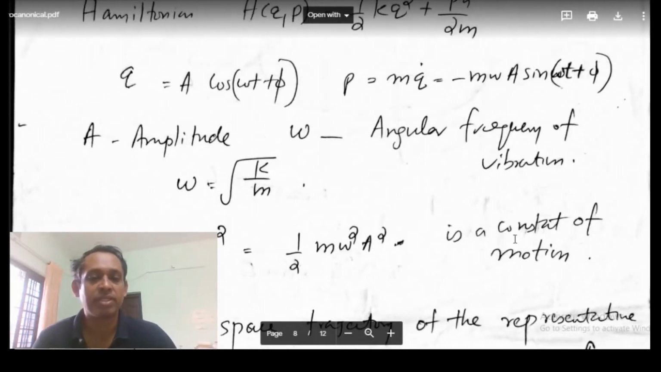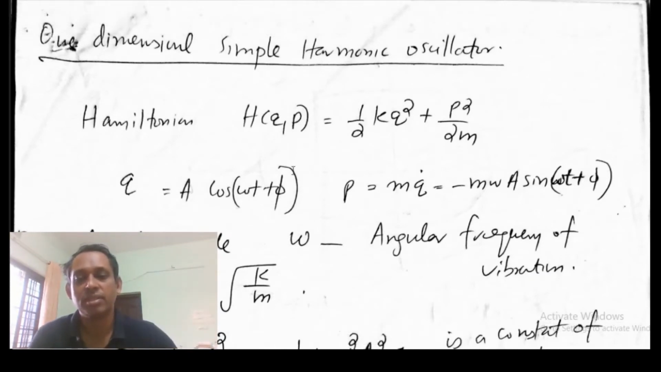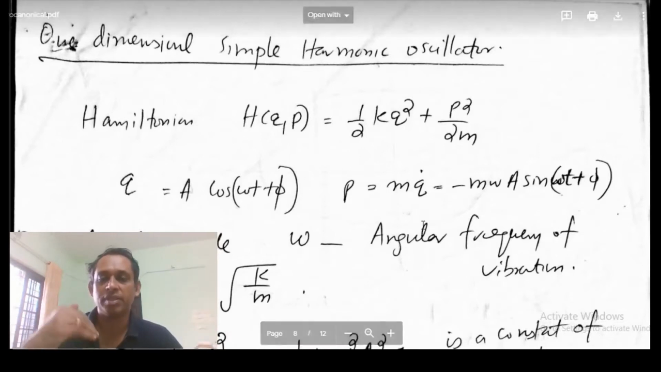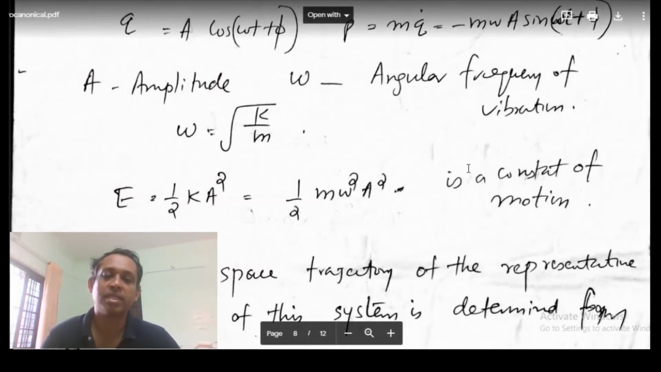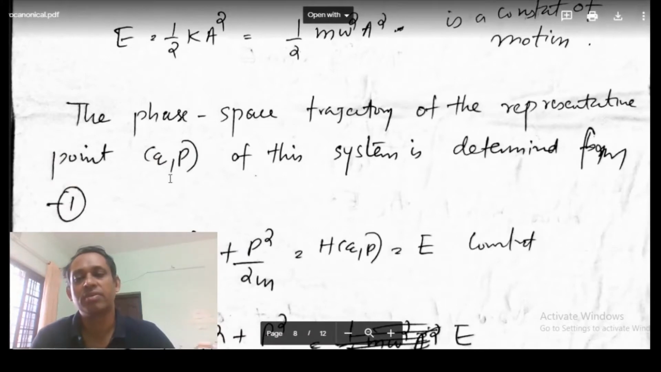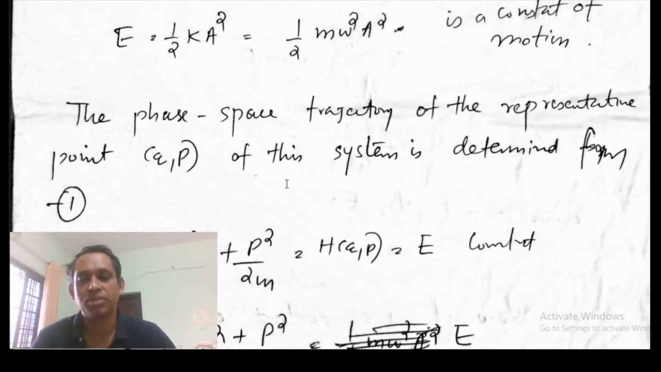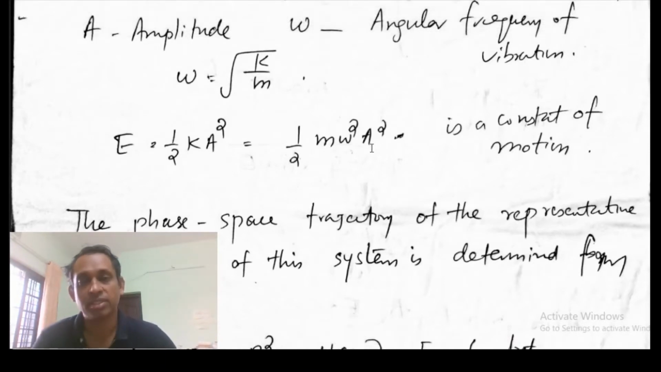Why is this a constant of motion? Because the total energy is constant. We are considering the microcanonical ensemble where energy is constant, or energy can vary between E minus delta by 2 to E plus delta by 2. Anyway, here the energy is constant. So consider the phase space trajectory of the representative point. Remember that here we are considering only a single one-dimensional harmonic oscillator in the system.